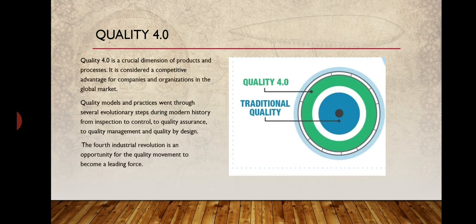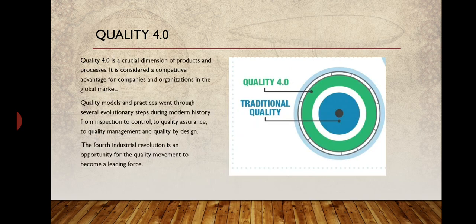Now, Quality 4.0. Quality is a crucial dimension of products and processes. It is considered a competitive advantage for companies and organizations in the global market. Quality 4.0 is closely aligning quality management with Industry 4.0 to enable enterprise efficiencies, performance, innovation, and business models.